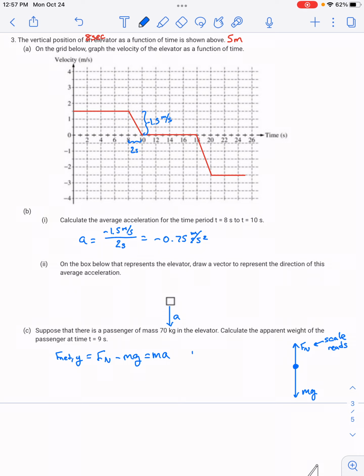We know what the mass is. The mass is 70 kilograms. It's given to us in the problem. And we just solve for the acceleration. It's negative 0.75 meters per second squared. We can plug in these values. We can plug in g as being 10 meters per second squared.